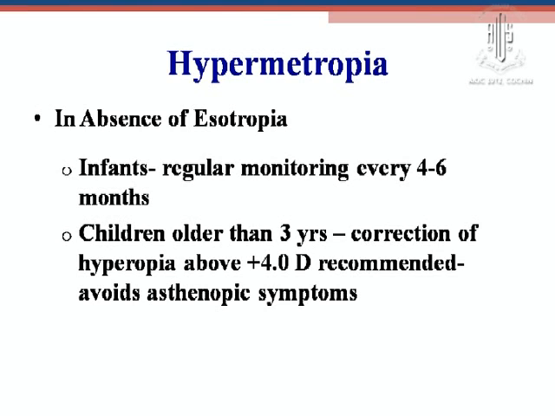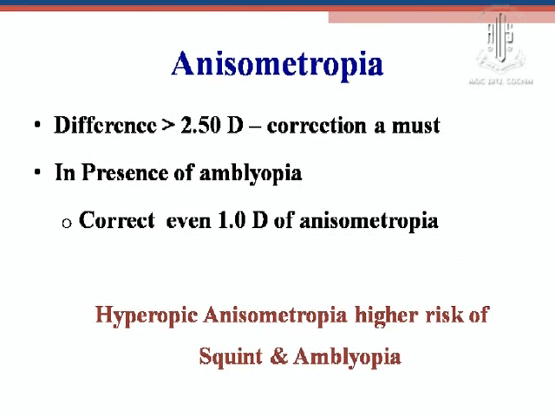Children more than 3 years of age who show hyperopia more than 4 diopters but still have a normal visual acuity should be given glasses to avoid asthenopic symptoms. In case of anisometropia of more than 2.5 diopters, correction is a must. If they have associated amblyopia, the correction should be given even for a difference of 1 diopter, as these are at higher risk of developing squint and amblyopia.